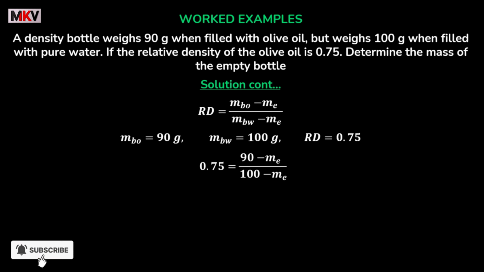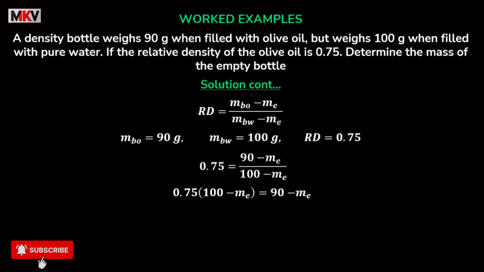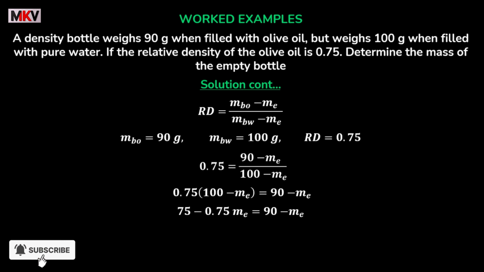So we have to make ME the subject of this equation. Making ME the subject, we have 0.75 multiplying 100 minus ME, which is equal to 90 minus ME. Then we multiply through by 0.75 to eliminate the bracket, giving us 75 minus 0.75 ME, which is equal to 90 minus ME. From here, we group like terms.